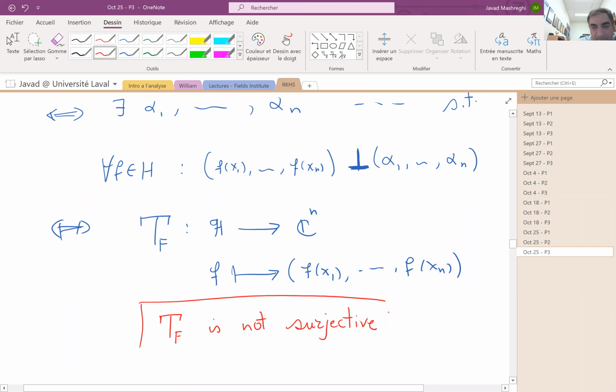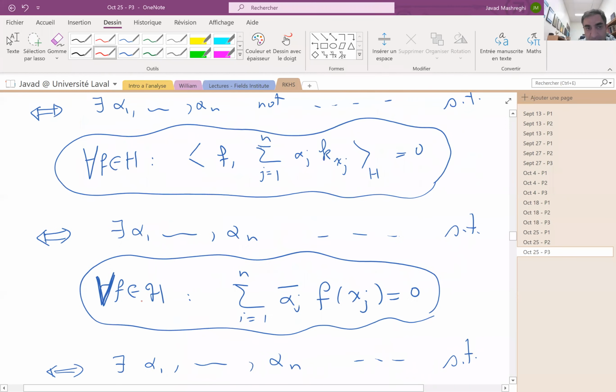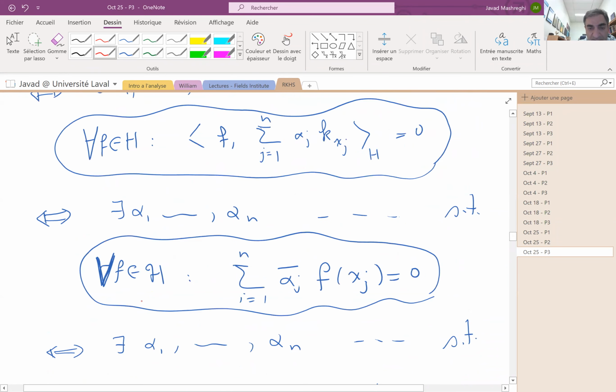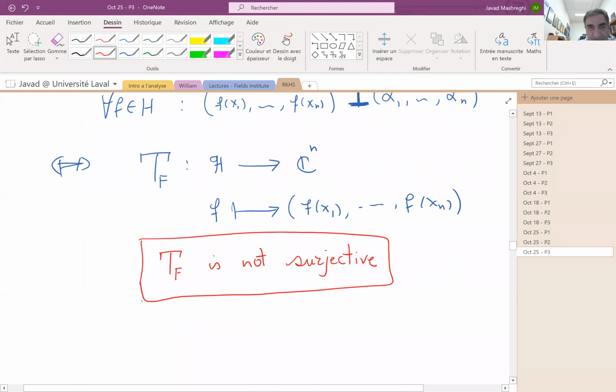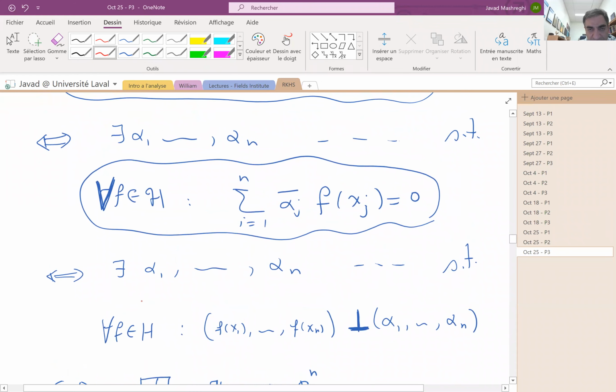Surjective. That's another characterization which I will use. Okay, this is good. Well, there are several of them. I just highlighted 2 of them, dimension less than 1, and the fact that this is not surjective. But sometimes the one in the middle, I will also use that.